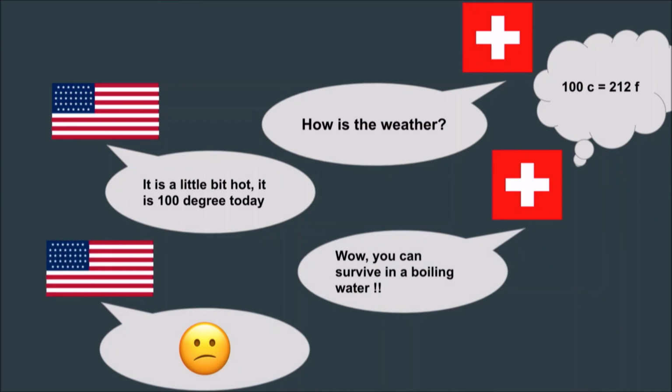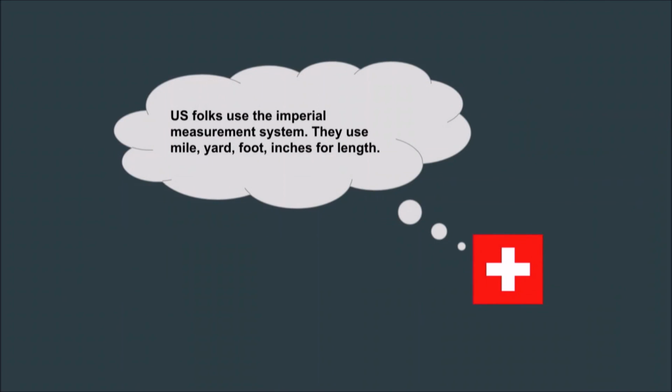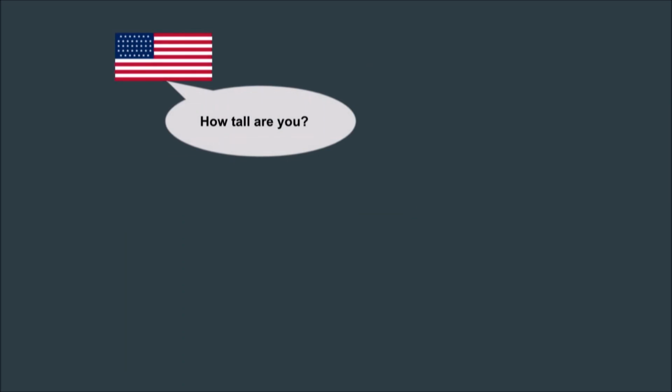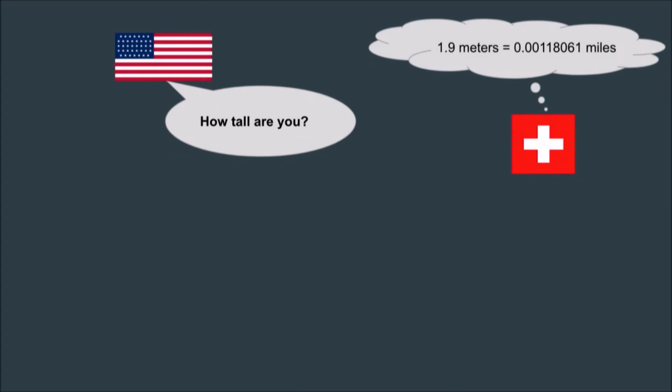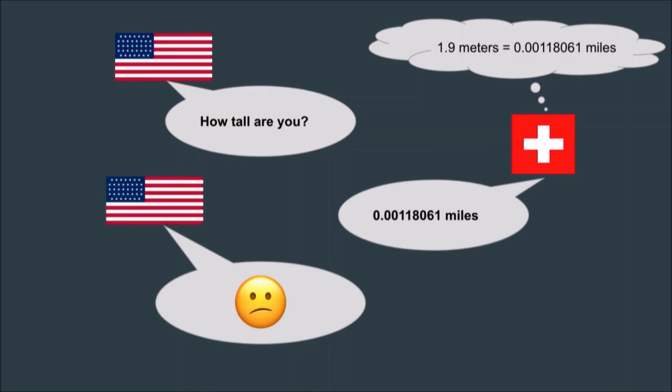He's confused. So the guy from Switzerland realizes, okay, the people in the US use the imperial measurement system, so they use mile, yard, foot, and inches for length. So now the guy from the US asks, how tall are you? So 1.9 meters actually equals 0.01180 miles. So he gave this as his answer. Still confused.